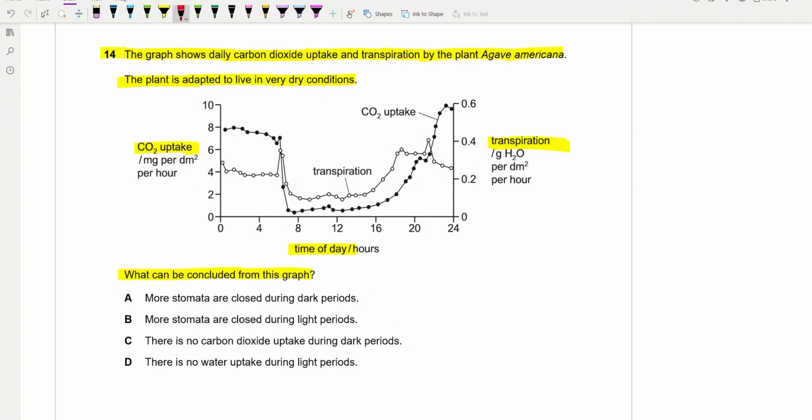Option A. More stomata are closed during dark periods, which is wrong. The stomata are open during the dark periods. Option B. More stomata are closed during the light periods, which seems correct, as the stomata are closed during the light period, so transpiration occurs at a very low rate. Option C. There is no carbon dioxide uptake during dark periods, which is wrong. Option D. There is no water uptake during light periods, which is wrong again. So the correct option would be option B.